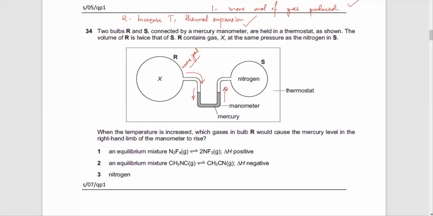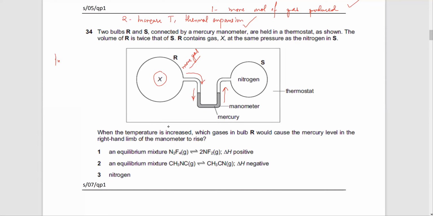So something is going to happen such that there's going to be more gas over here, whatever you do when the temperature increases. So if you increase temperature, more gas should be produced. Remember, you're increasing the temperature of the whole apparatus. So thermal expansion is not an issue here, because if this gas expands, this gas would also expand. So that's not an issue. You need more gas. More gas would push the level down over here.